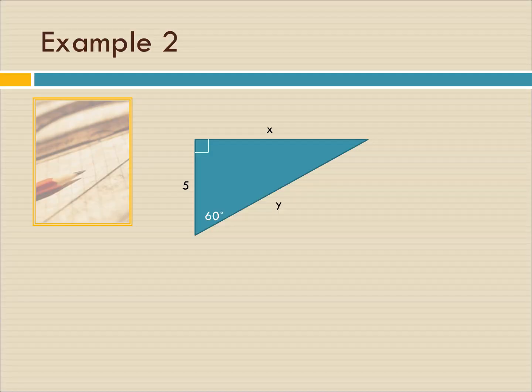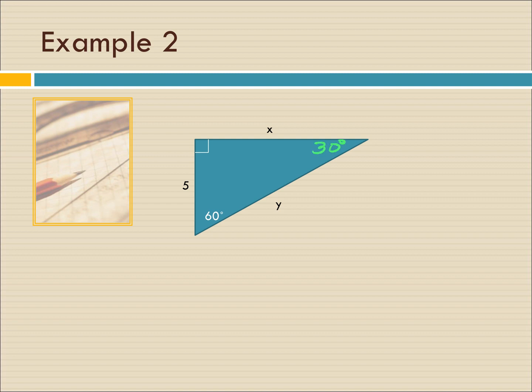So in example 2, notice they're giving me one side and two angles. They gave me the right angle and they gave me the 60. I need to figure out what this angle is. You're going to eventually get used to seeing, as soon as you see it's a right triangle and one of the angles is 60, you're going to automatically know that this missing angle here is going to be 30.